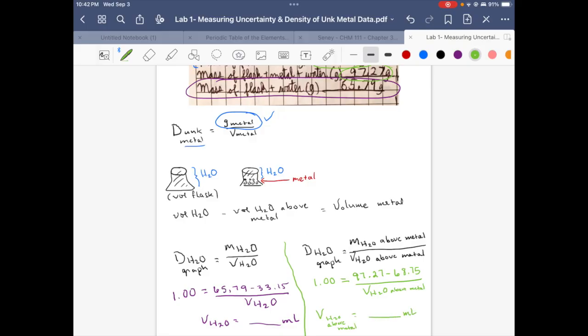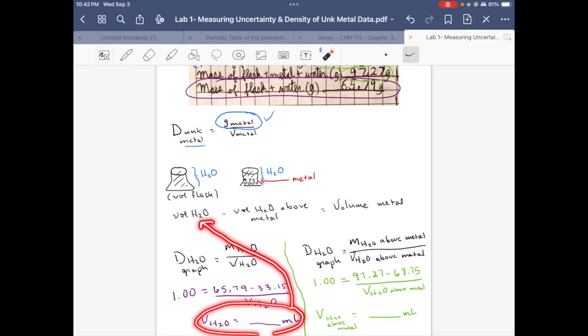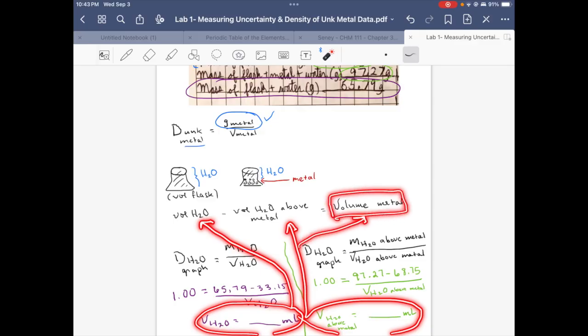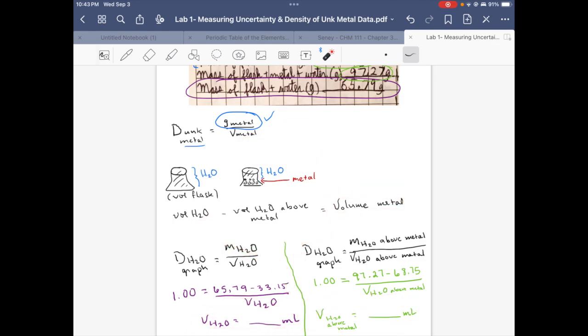Then we can take these numbers. Here's the volume of the water. We'll plug that in right there. And we'll take the volume of the water above the metal and we'll plug it in there. And that will get us to the volume of the metal. And that volume of the metal will then go in right here. And then lo and behold, from that, we'll end up with the density of the unknown metal.